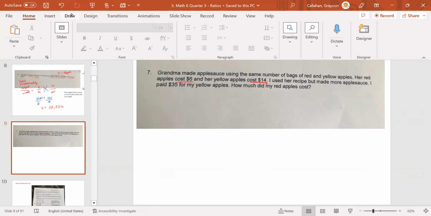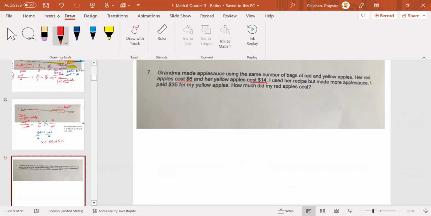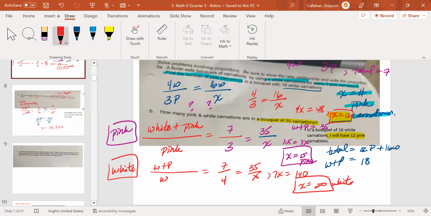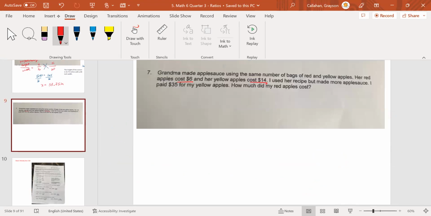Okay, so these are the two. Remember how there was a previous question where they did the pink and white carnations combined together, right? This question right here is not like that. This question is just yellow apples and red apples separate, okay? The question here is saying, if I pay $35 for my yellow apples, how much is my red apples? It's not yellow with red apples in a bag combined, okay? So when you're reading your question, make sure you're able to distinguish the difference between the two.